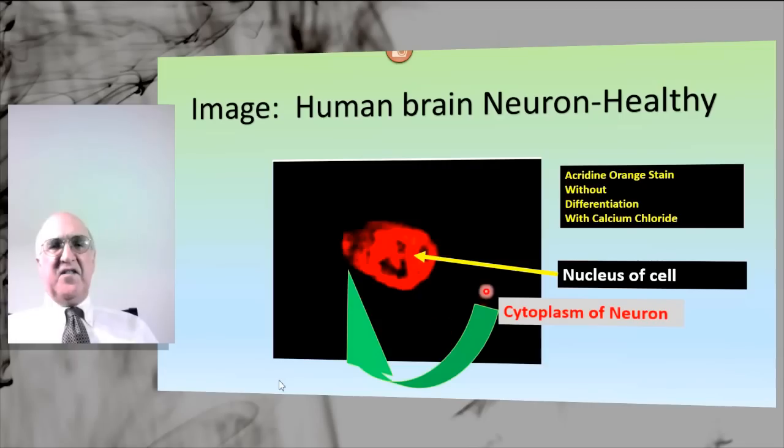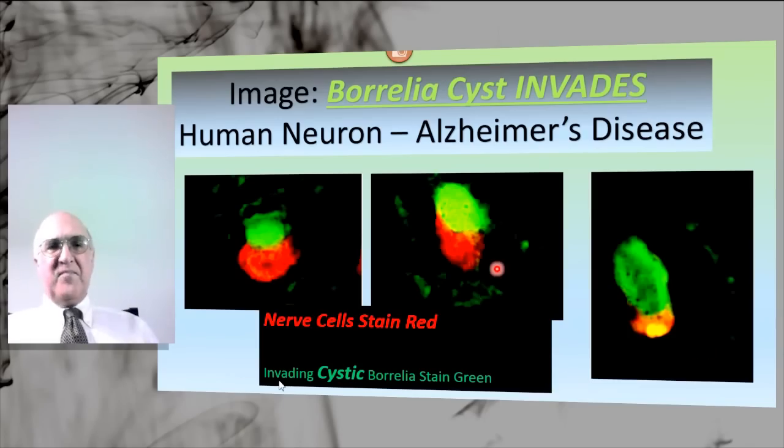We start by looking at the healthy neuron. Here's the healthy brain, healthy neuron. This is the nucleus of the cell. Beyond it, the darker red, the kind of black red, is the cytoplasm of the cell. This is acridine orange without differentiation with calcium chloride. These are Borrelia cysts that have invaded neurons in a human with Alzheimer's disease. The Borrelia cyst is in green. And here you can see it's moving its way into the cytoplasm. It hasn't gotten to the nucleus yet.